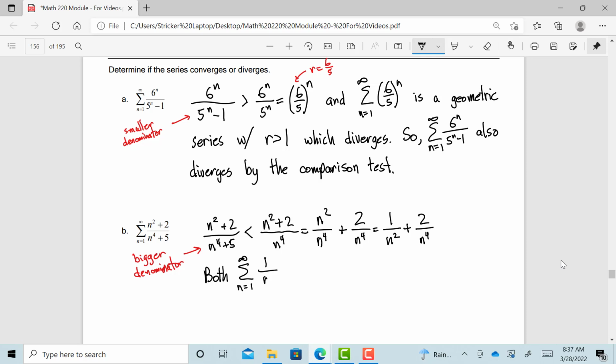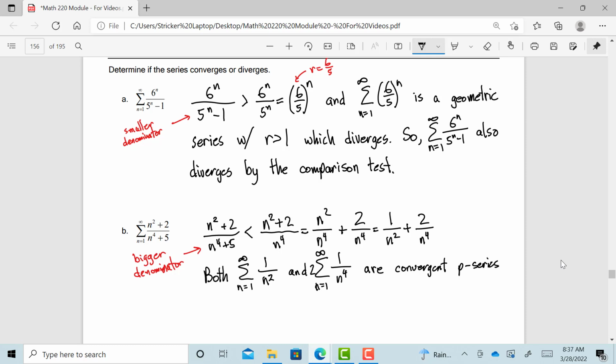1 over n squared and 1 over n to the fourth. We can add a 2 with it, right? We can pull the 2 out. That doesn't matter about the P series. We can say both are convergent P series, right? So what does that mean?